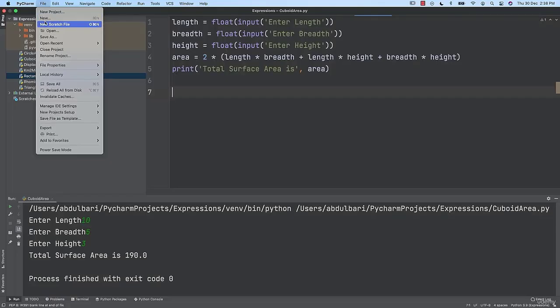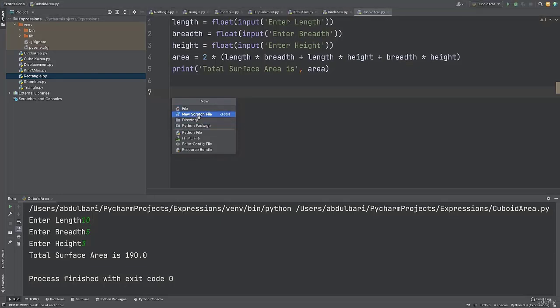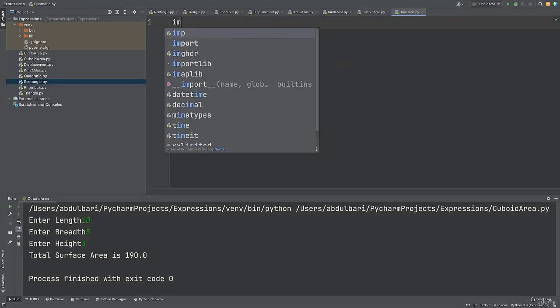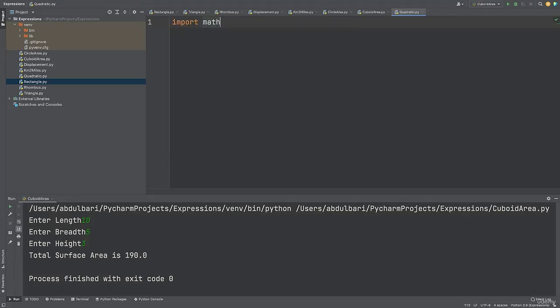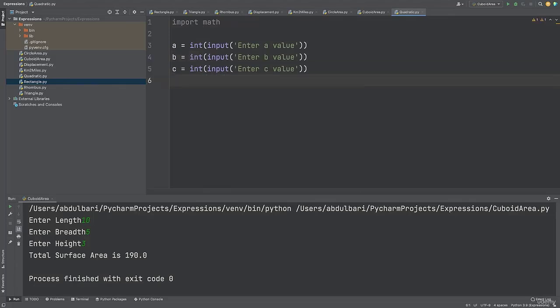So hope you have written the program. Now I am adding a new Python file in the same project. The project is expressions. I will include a Python file and its name is Quadratic. Now here I will write down the program. Import math module. Then a is an integer value, I will take it as input, and enter a value. Then b, and I will read the rest of them. Okay. I am reading 3 inputs.